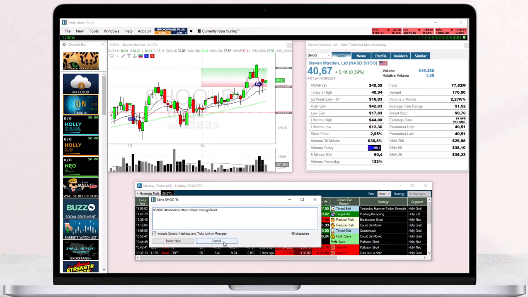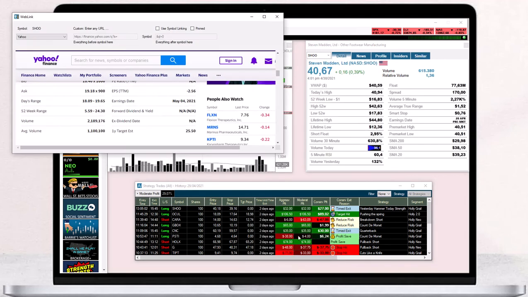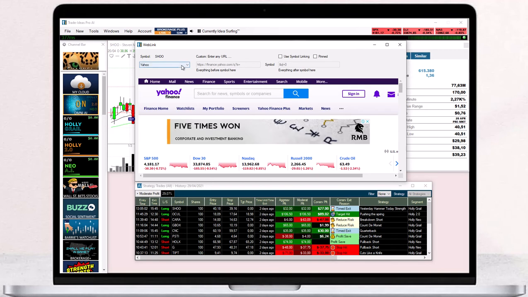Another option is to send the stock symbol to the web. By selecting Send to Web, you can find info about the stock on Yahoo, Finviz as well as other web-based platforms.